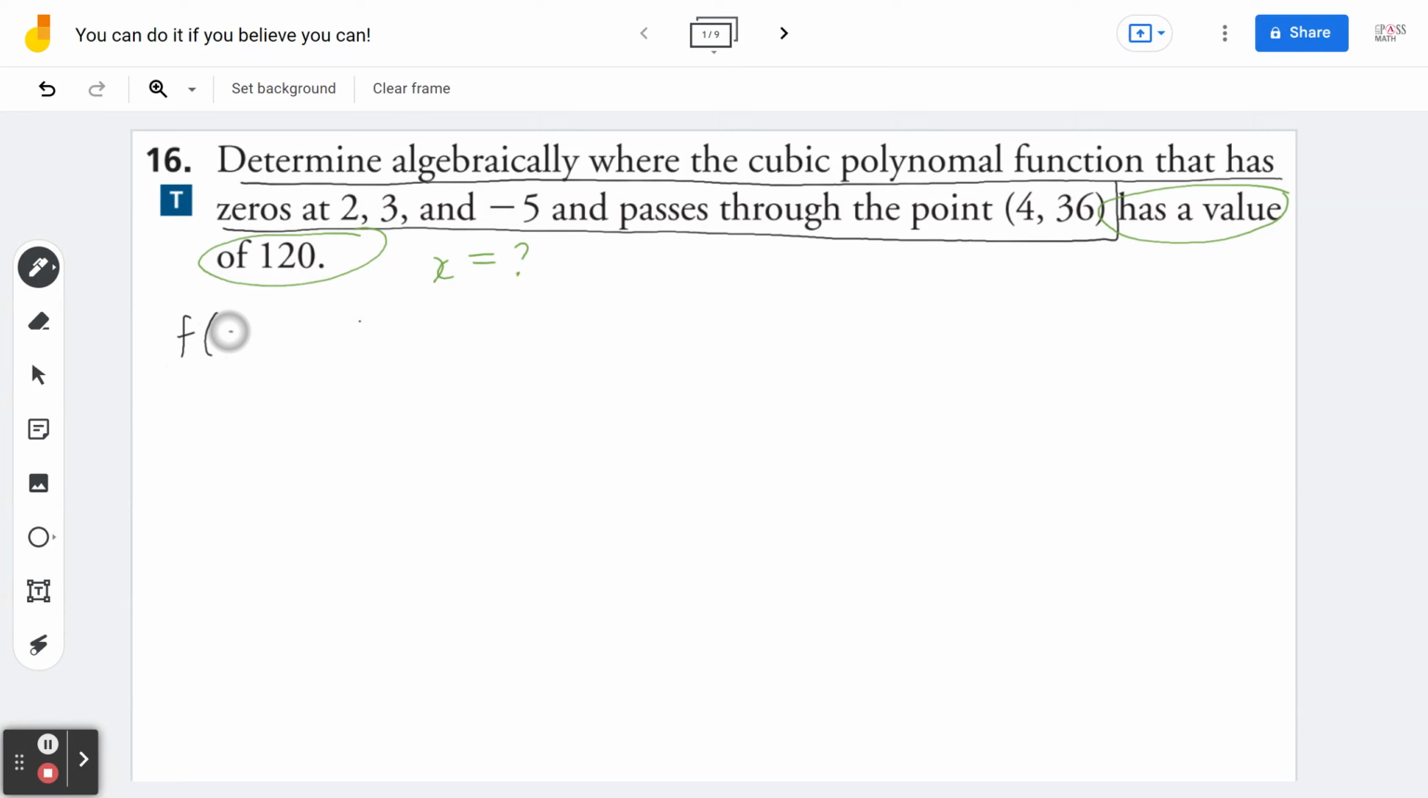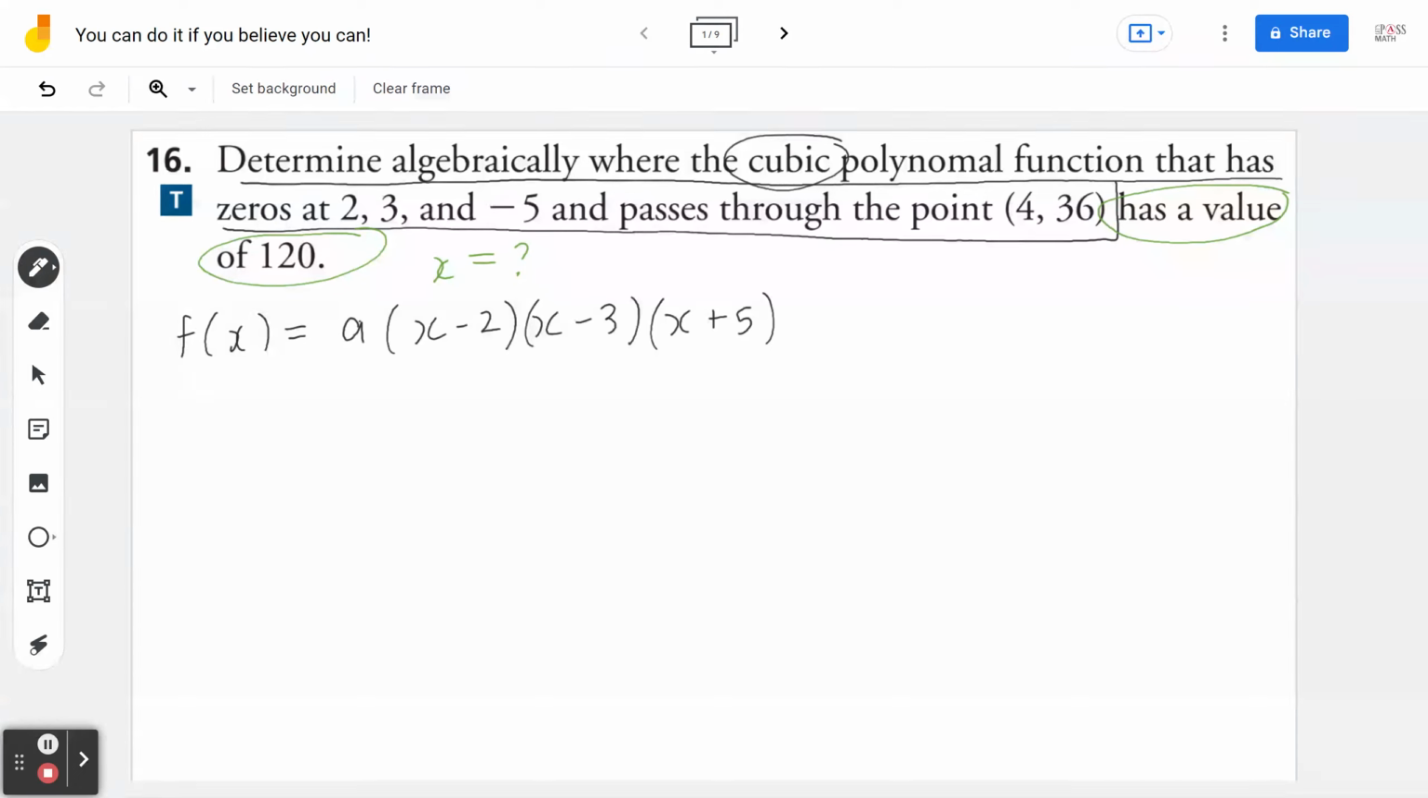If you think about a function f of x and it's a cubic function, then there's a leading coefficient a multiplied by three different factors. So again, three factors because it's a cubic polynomial. Since the zeros are at 2, 3, and -5, that means in the brackets, you can write down x minus 2, x minus 3, and x plus 5. And again, x plus 5 because you're really writing x minus -5, which becomes x plus 5.